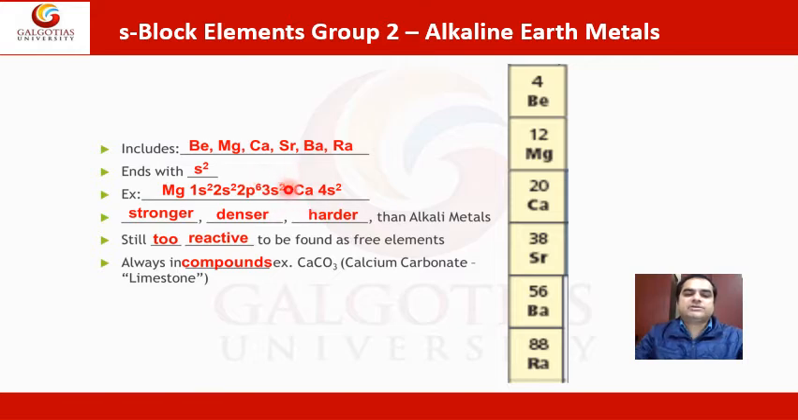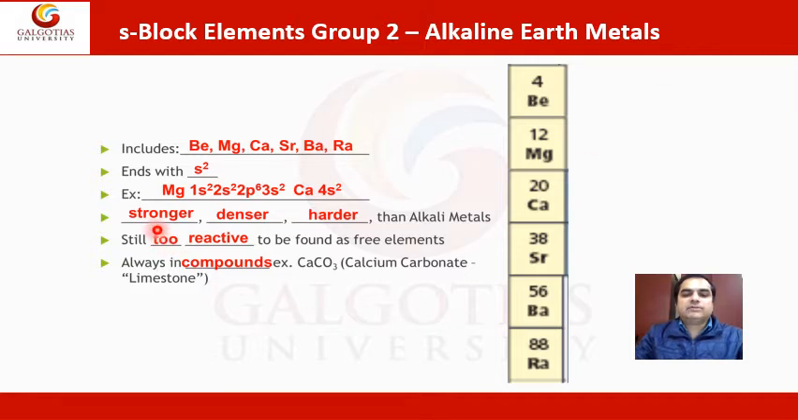Similarly, if we discuss calcium, it has atomic number 20. After writing the electronic configuration, the last shell is 4s2 in the case of calcium. So in this case we can also see that the 4s orbital possesses 2 electrons. That means they belong to group 2, the alkaline earth metals.